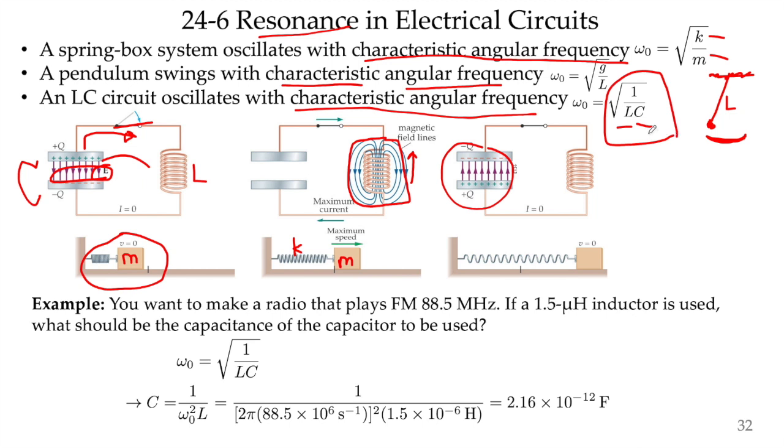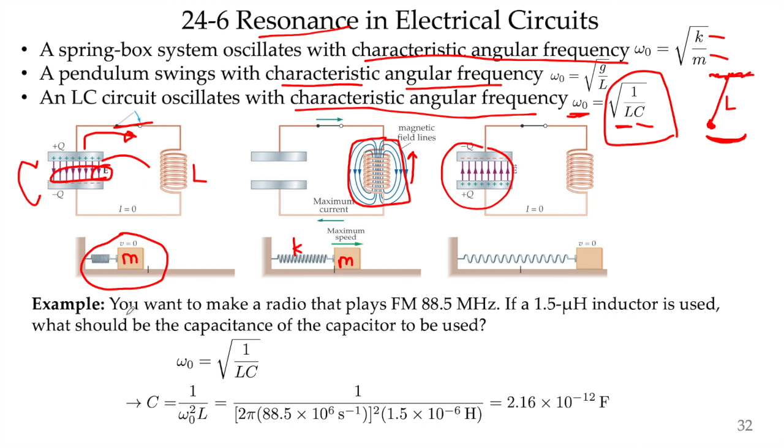So that means if you increase L, then the frequency will go down. If you use an inductor and capacitance with small L and C numbers, then 1 divided by small numbers will give you a large frequency. So small inductance and capacitance will give you a faster frequency. Current will go back and forth faster in that case.